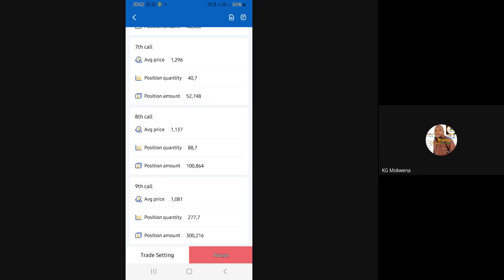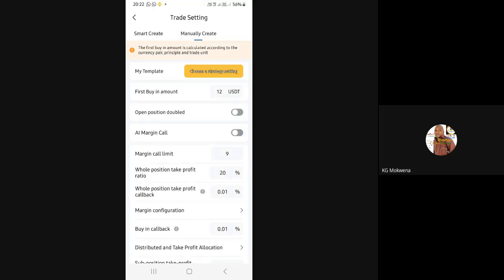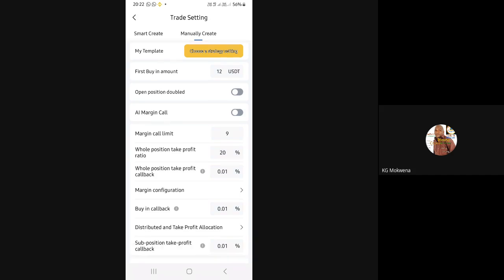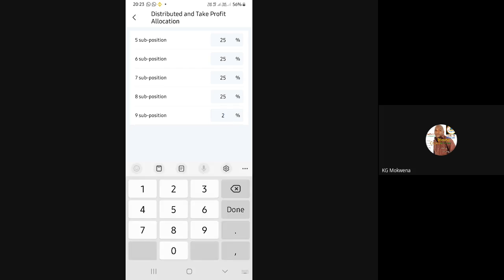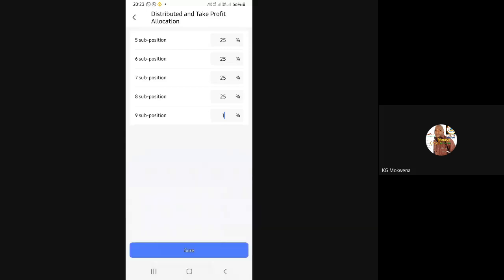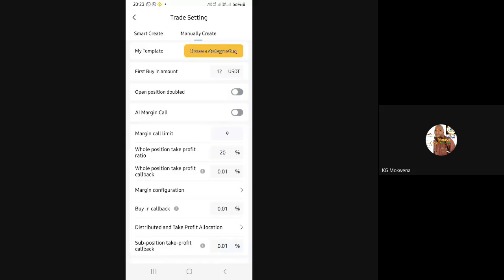Can you please click on trade setting? Click on trade setting, and we're going to place 1% on position number 9. And the robot itself is going to show us the target price for that. So let's go to distributed and take profit allocation. Click on distributed and take profit allocation. You go straight to position number 9, because you know it's the one that is close to going into profit. It's the one that is close to the market price. 8 is still far. So you put 1% there and then you save, which is the minimum the robot can take. So now that we have done this, save at the bottom.